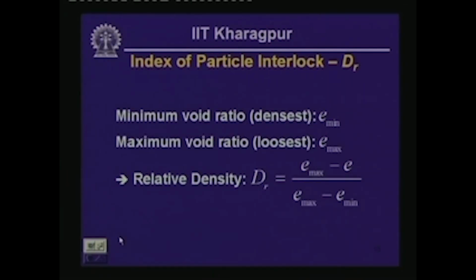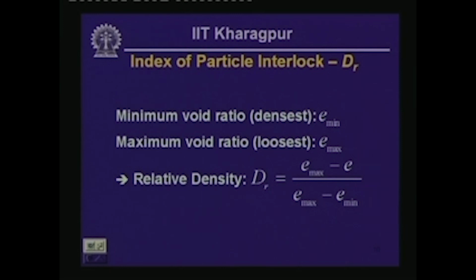Now we introduce an index of particle interlock. What we introduce is the maximum and minimum void ratio, e max and e min. These are properties of a given type of soil. Relative density, which is a measure of particle interlock, is given by the expression at the bottom of the slide, which is e max minus e divided by e max minus e min.